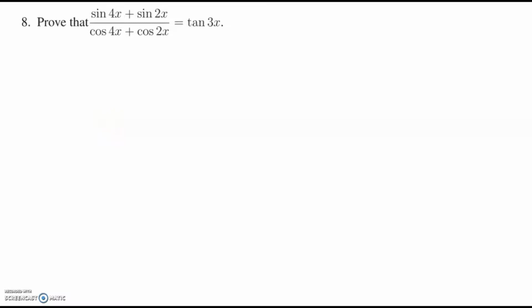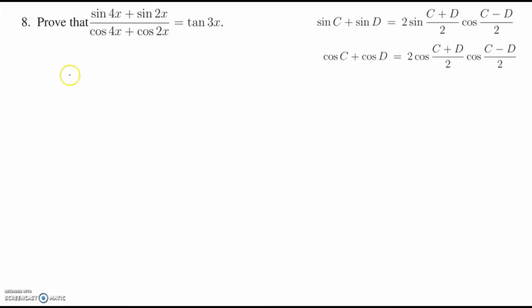In this video, we will do further problems from exercise 3.6. Question number 8. Prove that sine 4x plus sine 2x divided by cos 4x plus cos 2x is equal to tan 3x. We'll be using these two formulas for solving this problem.